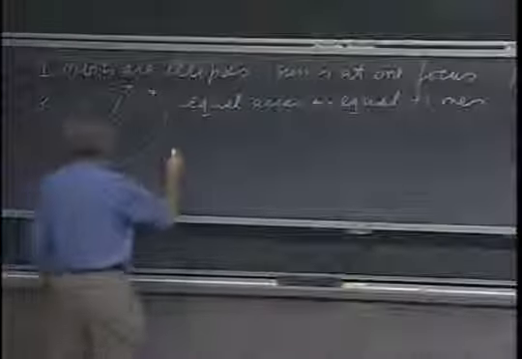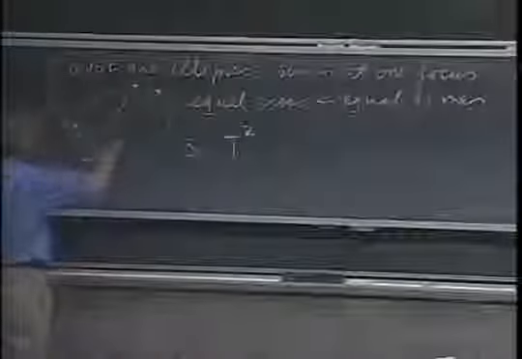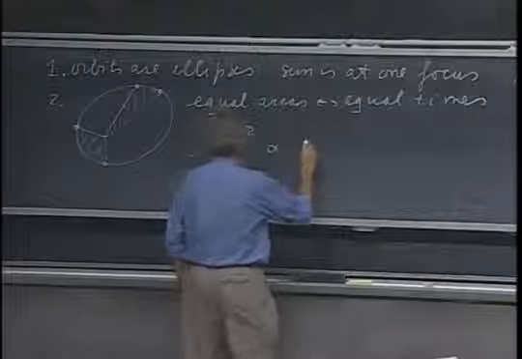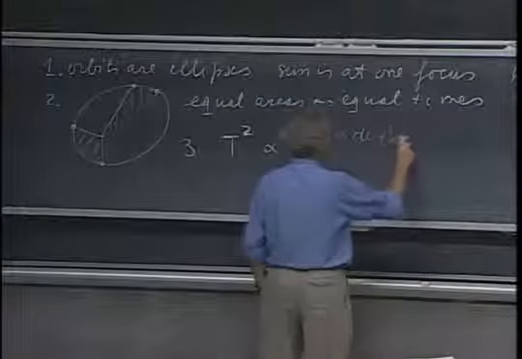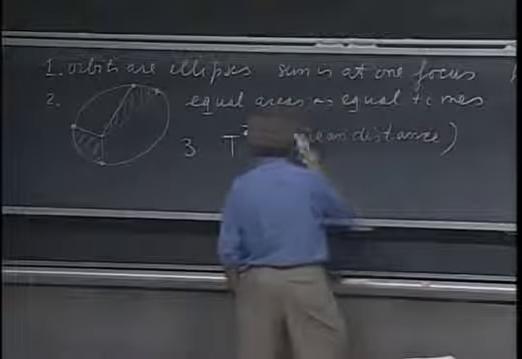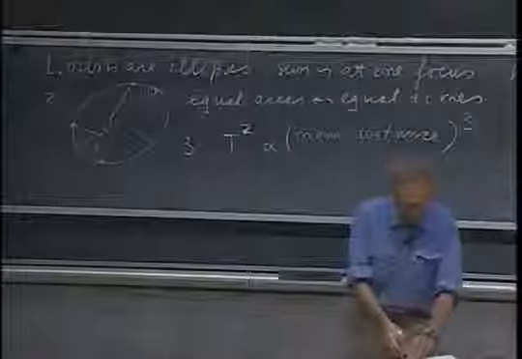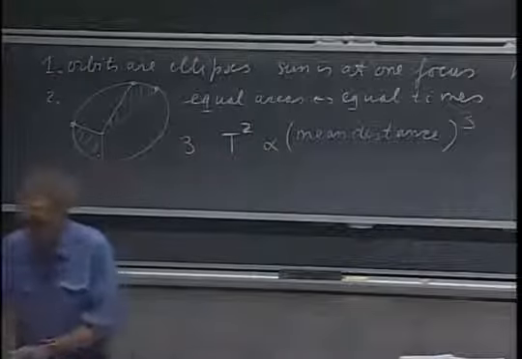And then his third law was that if you take the orbital period of an ellipse, that is proportional to the third power of the mean distance to the Sun. And he was so pleased with that result that he wrote jubilantly about it.